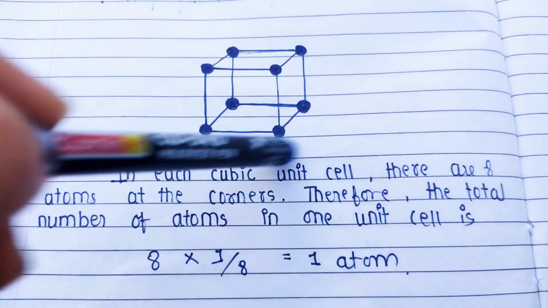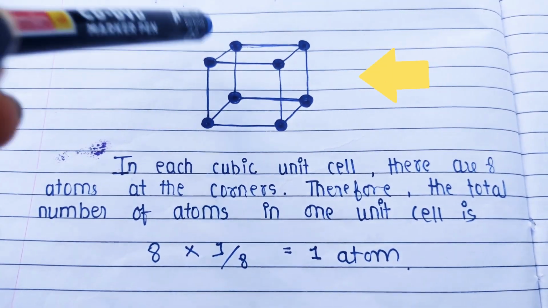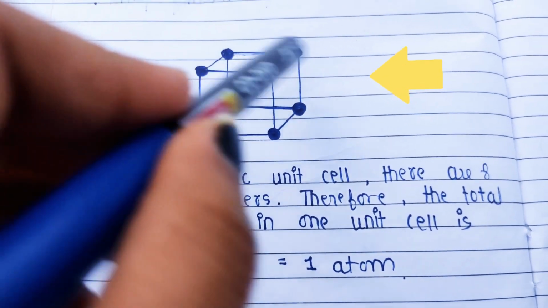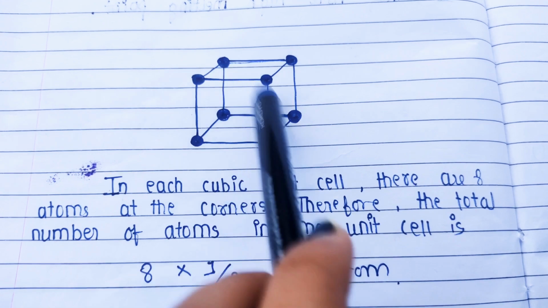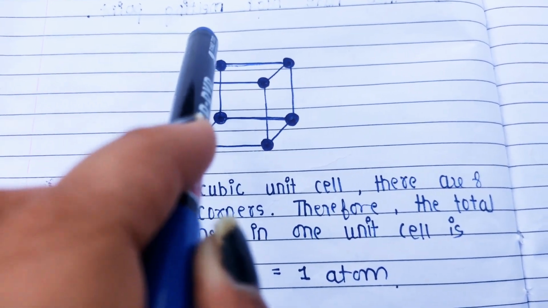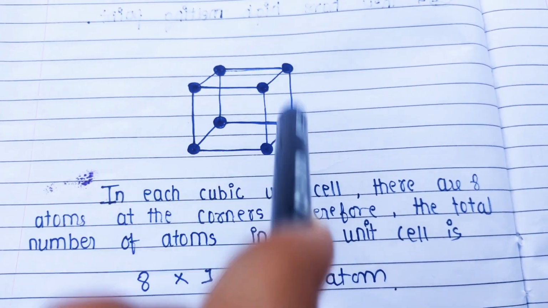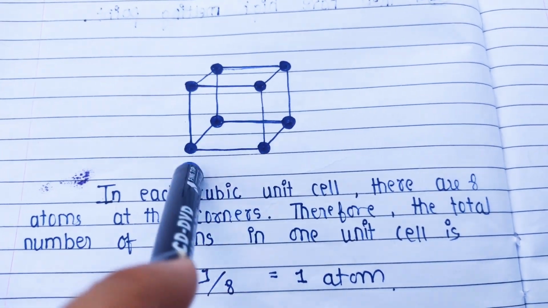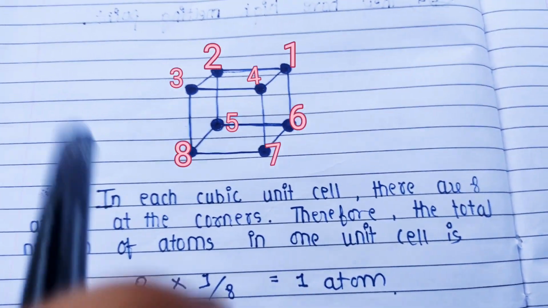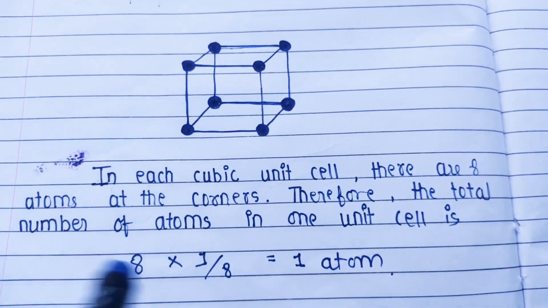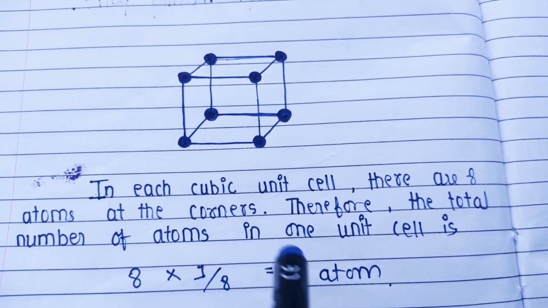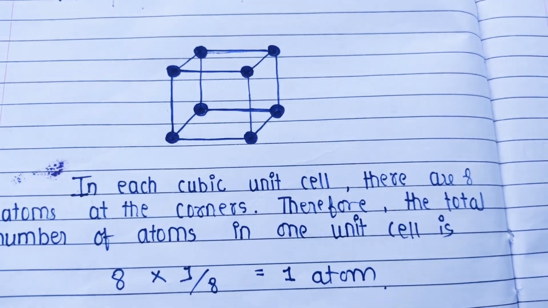From this structure, you can easily understand the primitive cubic unit cell. In each cubic unit cell, there are 8 atoms at the corners. As you can see, 1, 2, 3, 4, 5, 6, 7, 8 atoms at the corners. Therefore, the total number of atoms in one unit cell is 8 multiplied by 1/8 equals 1 atom.